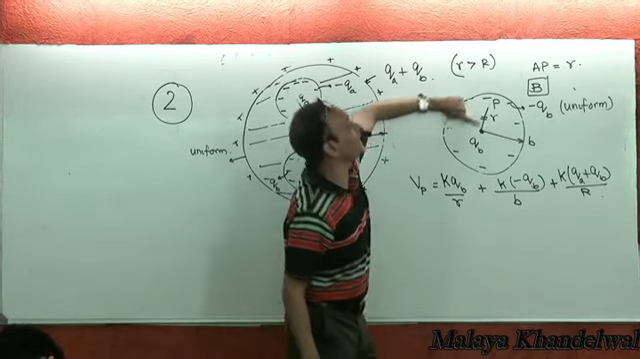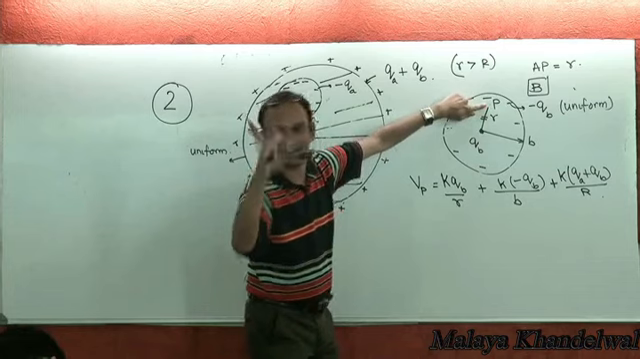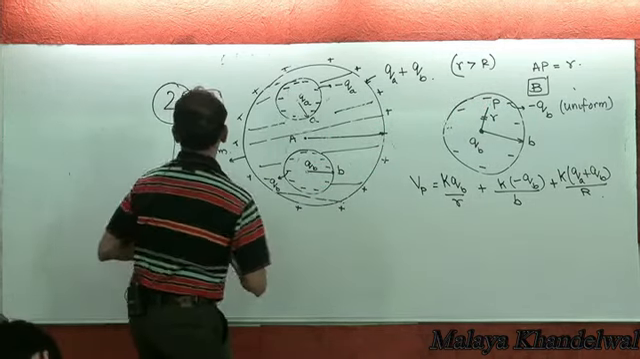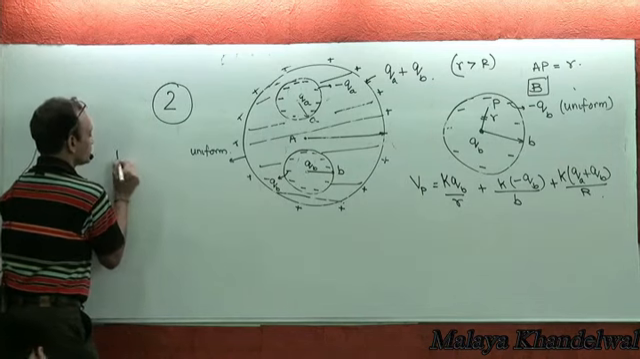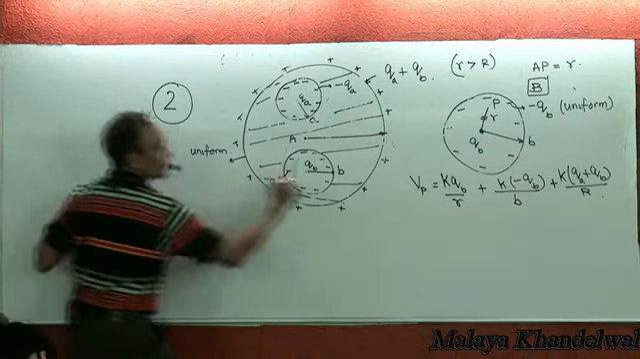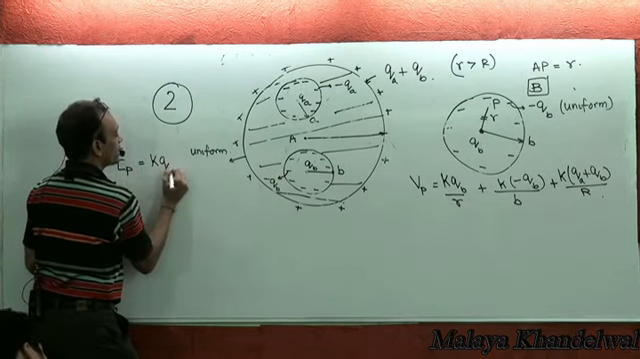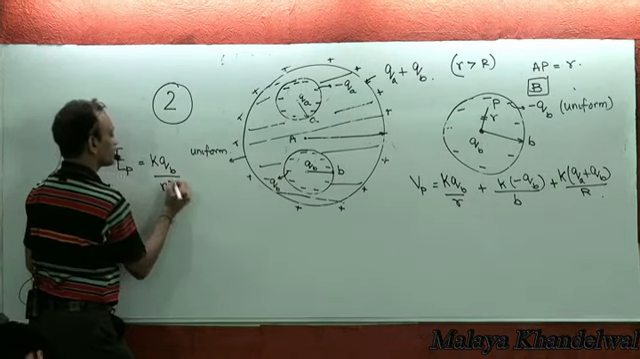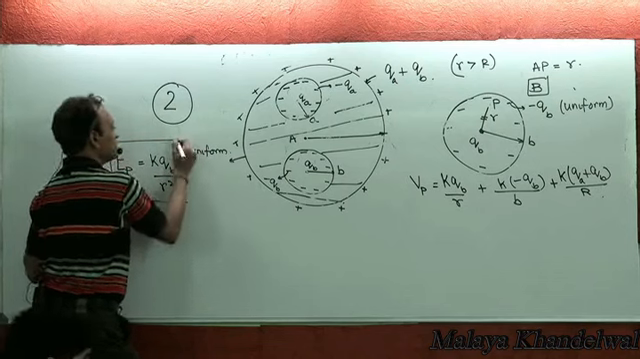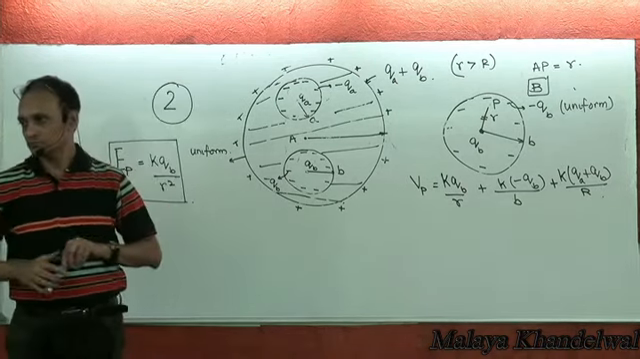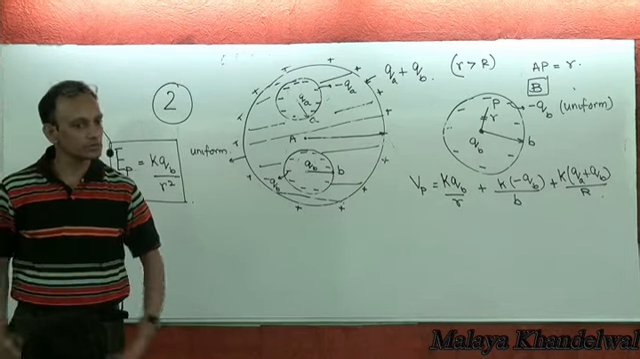So it's going to be KQB by R squared, right? That's going to be the only electric field at P, yes or no? Right? So the electric field at P is simply because of this QB, which is going to be KQB by R squared. What do you say to this? Is that all right or not all right?